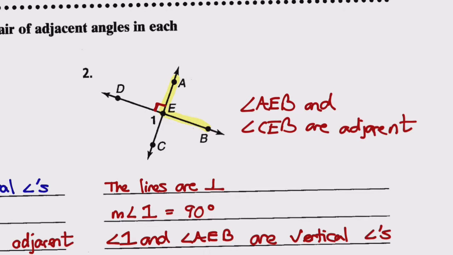Okay, so yeah, we've identified the measure. We noticed that they're perpendicular because there's a right angle involved. We found some vertical angles. We found some adjacent angles. And you guys are doing a great job of naming these correctly as well.